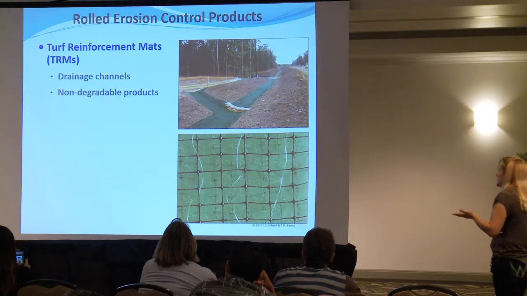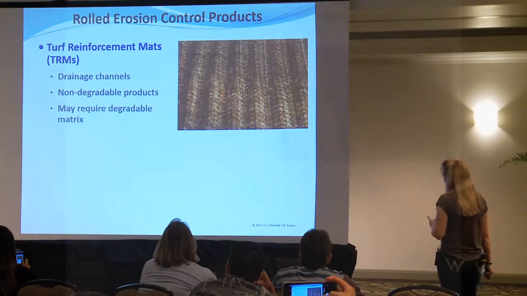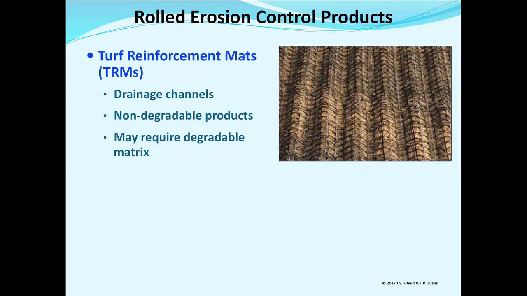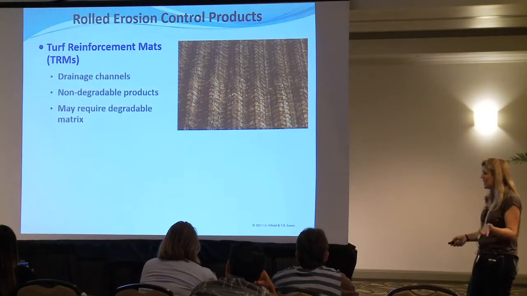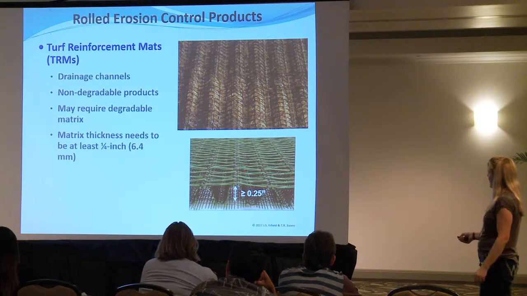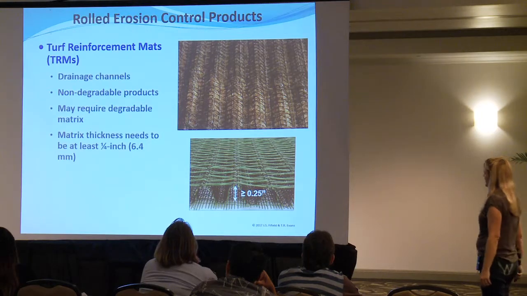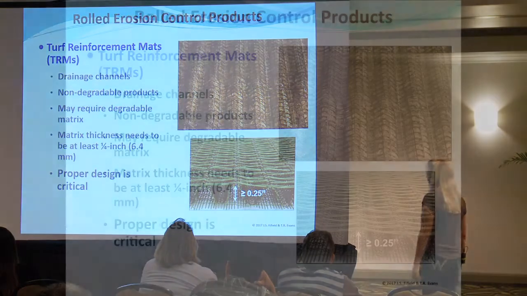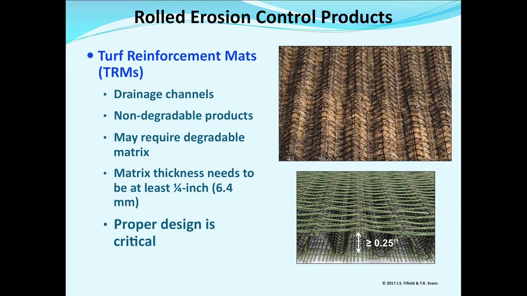So different aspects, different options on how to use it. In some cases they have the non-degradable netting, the rigid netting, but they may have a degradable matrix found within it. And you can see how thick this fabric can actually be, at least about 1/4 inch in thickness. But proper design is critical. To me, a contractor, unless they have the knowledge and have the design background, should not be picking a TRM. It should go back to the designer because you have to take into account shear stresses and velocities.